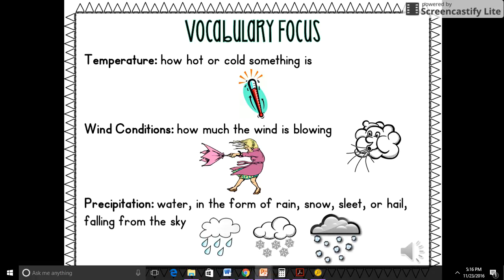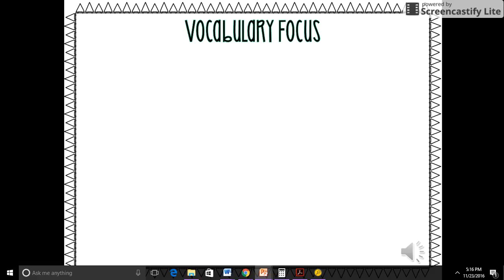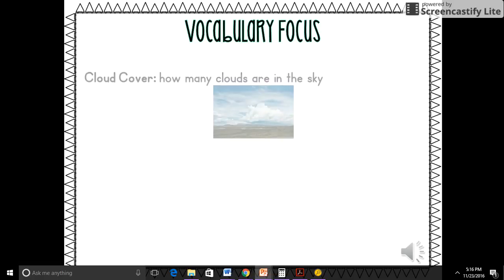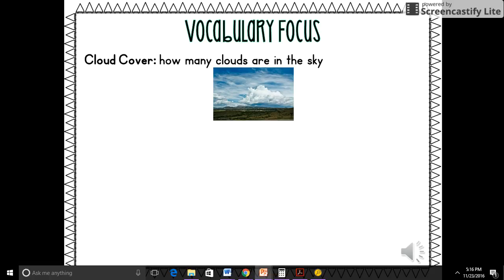And finally, on this page, we have precipitation, which is water in the form of rain, snow, sleet, or hail falling from the sky. We are on our last slide of vocabulary words. The word here is cloud cover. Cloud cover tells how many clouds are in the sky. In the picture, we can tell that the sky is cloudy.